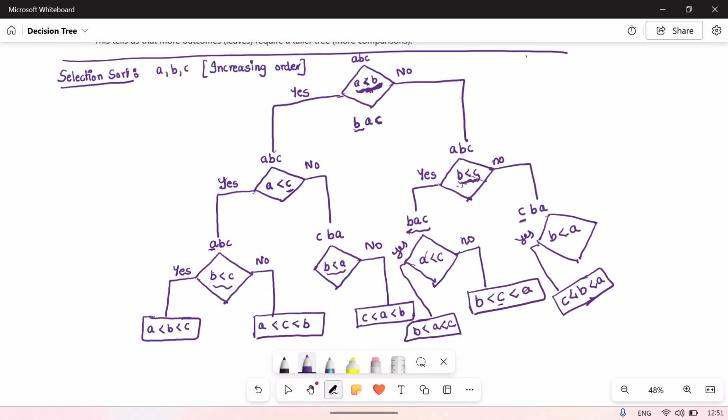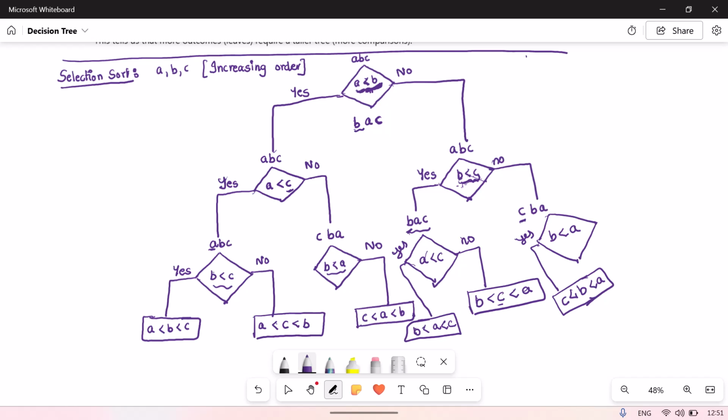Okay. So you will have to draw this, and by drawing this, you will be able to understand how the three elements are getting sorted. So many comparisons are there. So you can learn it step by step. First do only the left step, understand it, then go to the right step.